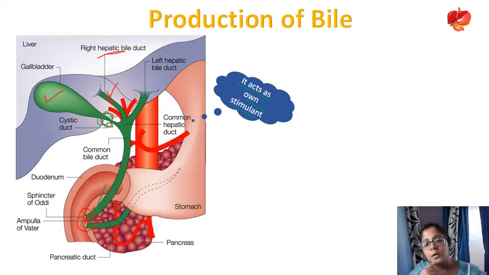As I have told you, I think you remember, whenever there is fat, our body can understand, so CCK, or cholecystokinin, is stimulated. When the cholecystokinin is stimulated, bile understands that there is fat in our diet and it must be secreted. So bile is secreted on the other side. So it acts as its own stimulant. It's known as the cholagogue function of the bile.